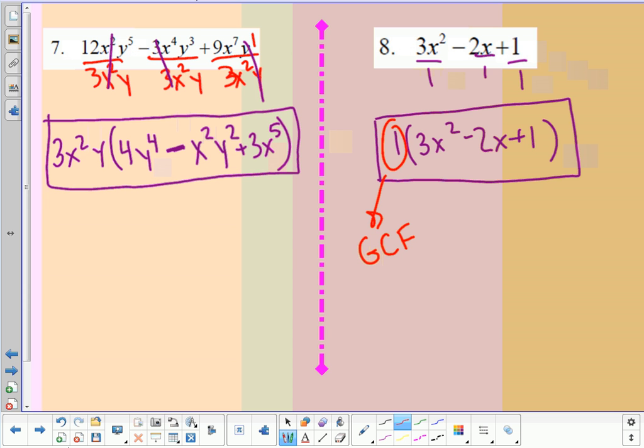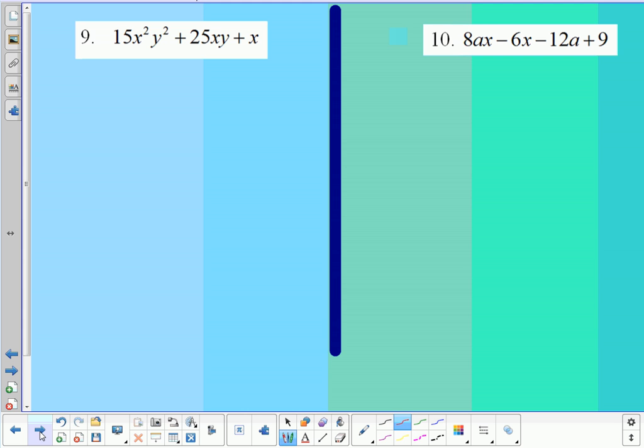In number 9, 15x squared y to the 2nd plus 25xy plus x. Now, a common mistake that people make with a question like this is thinking, oh, I can take out a 5. I've got 15 and 25. Well, you have to be very careful because the coefficient in front of x is 1. And 1 cannot be divided by 5. That does not work. So I can't take out any numbers here. The largest number that I can take out is a 1. So that's going to be part of my GCF.